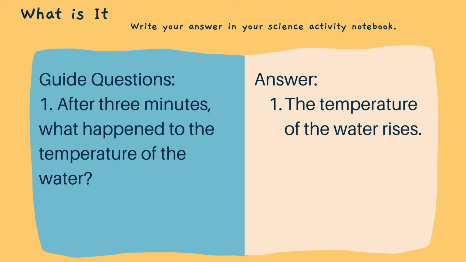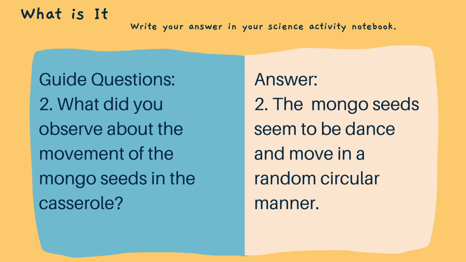Let us now answer the following guide questions. After 3 minutes, what happened to the temperature of the water? The answer is, the temperature of the water rises. Let us now answer the following guide questions. What did you observe about the movement of the mango seeds in the casserole? The answer is, the mango seeds seem to dance and move in a random circular manner.